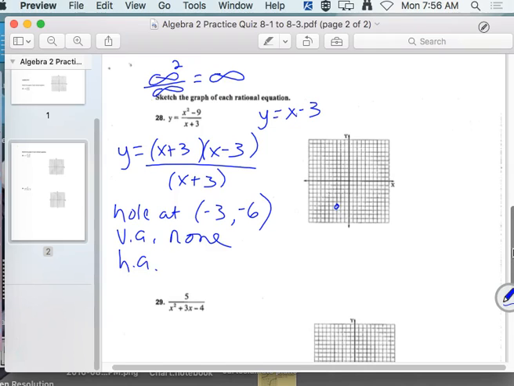Infinity is not a limit. It's not a number that cuts you off. Infinity keeps going forever. That's a bummer. That's a lot of stuff that we would hope to have information for that we don't. So all we know so far is that this has a hole at (-3, -6).